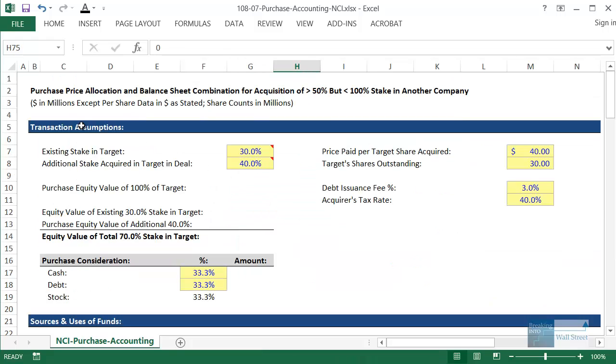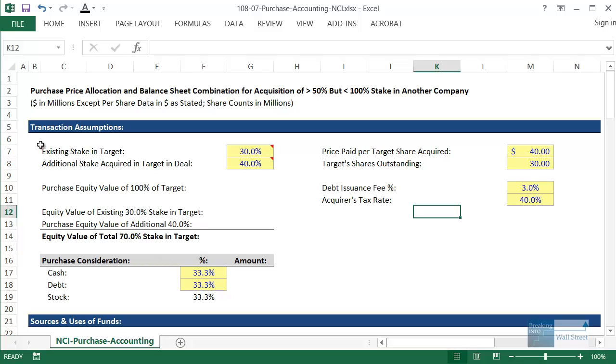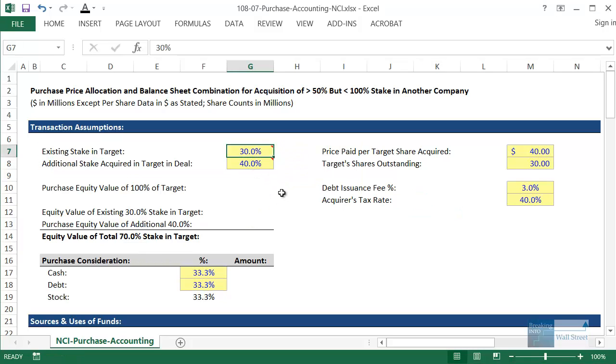So where we start is with the transaction assumptions at the top. And we need to have an assumption for the existing stake that we have in the seller, and then how much we are actually going to acquire in this deal. So in this case, we're getting 40% on top of our existing 30% stake, so we'll end up owning 70% of the target by the time this ends. Now, if we only had, say, 20%, then we'd end up owning 60% in the target when this ends. So that is how it's set up.